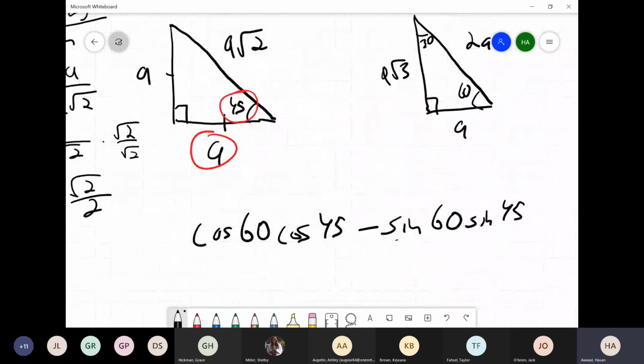So all there's left to do, we solve for cosine of 60, cosine of 45, and sine of 60. So we just need to figure out what sine of 45 is, and we're good to go.